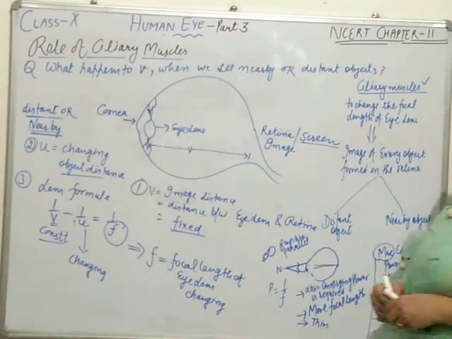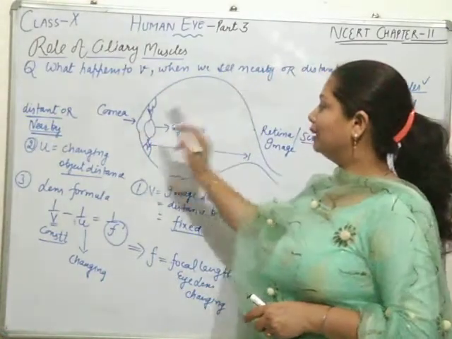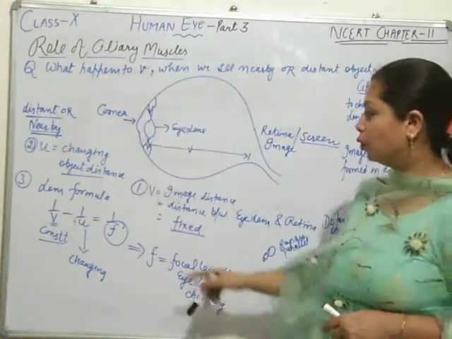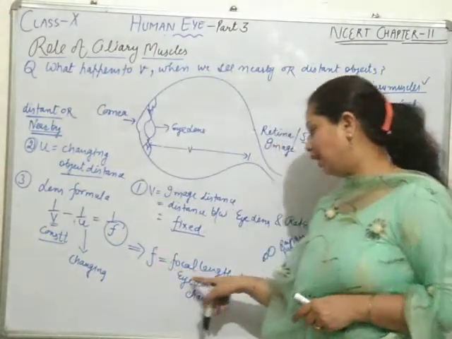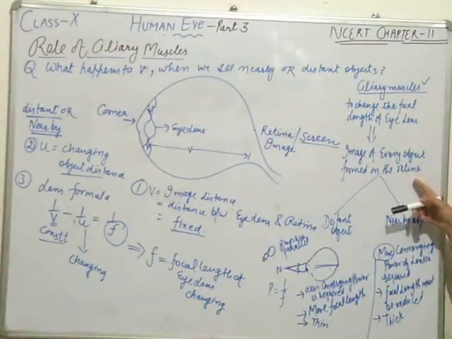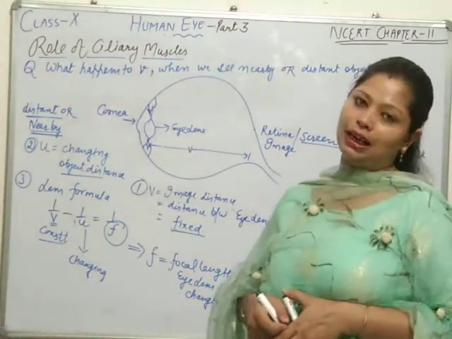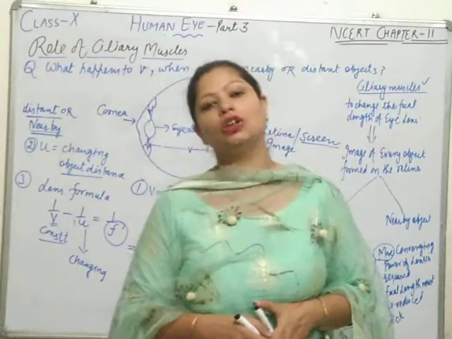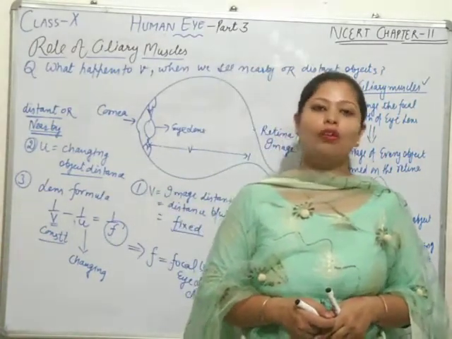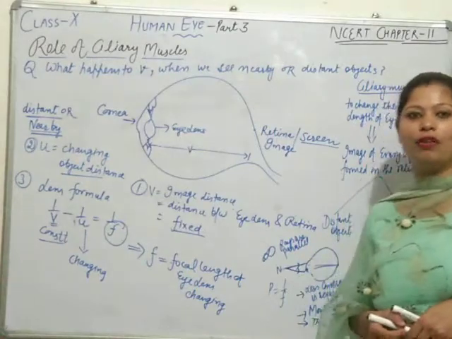Okay, so image distance remains same, object distance changing. Due to change in object distance, focal length must be changed. This focal length is being changed by ciliary muscles, and the phenomena of change of our eye lens focal length is known as power of accommodation. So let's start new topic, that is power of accommodation.